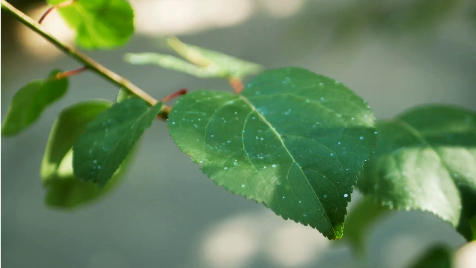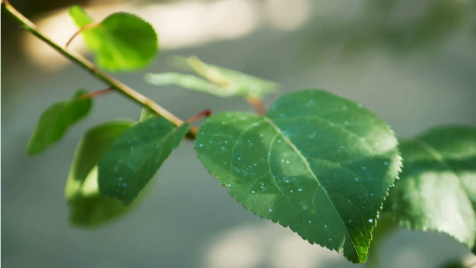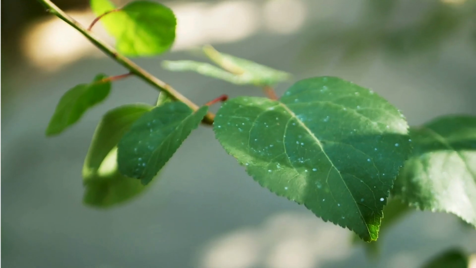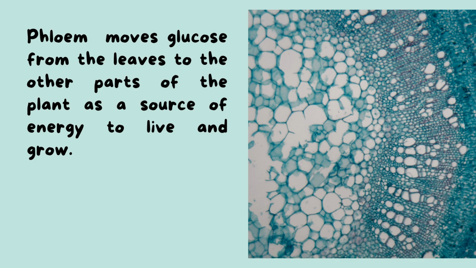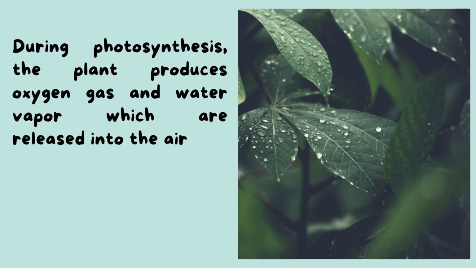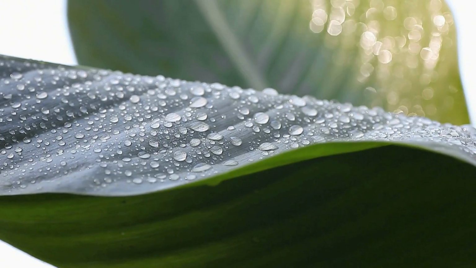cells for food. So this is the food that the plant needs, okay, and the plant makes its own food, which is glucose sugar. As phloem vessels move glucose from the leaves to the other parts of the plant, and this is a source of energy to live and grow, okay? We know that during the photosynthesis process, the plant produces oxygen gas, and also it produces water vapor, and both oxygen gas and water vapor are released into the air, okay?